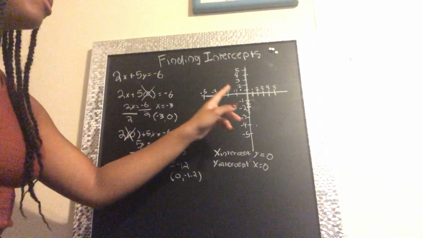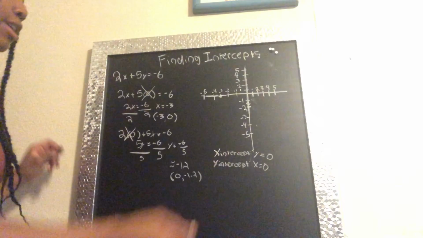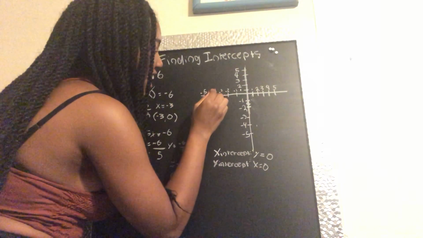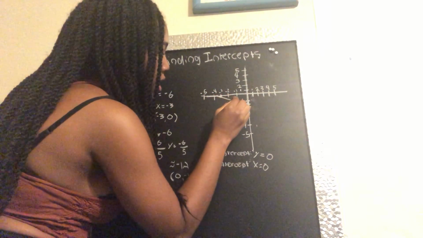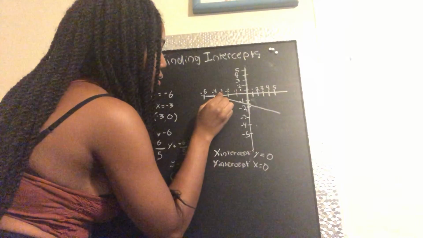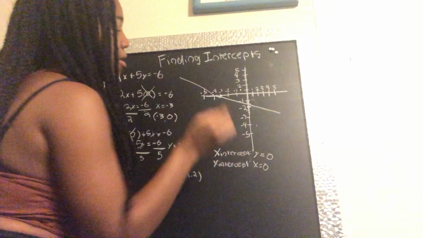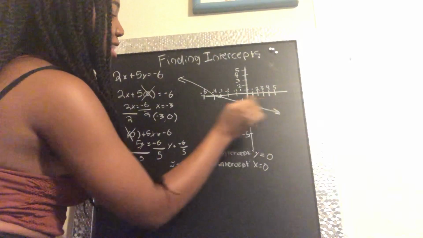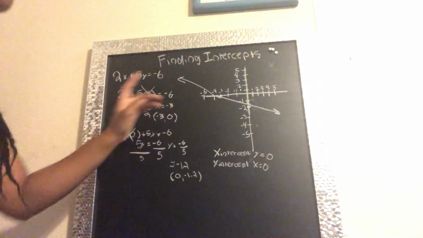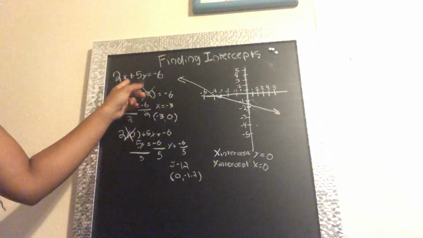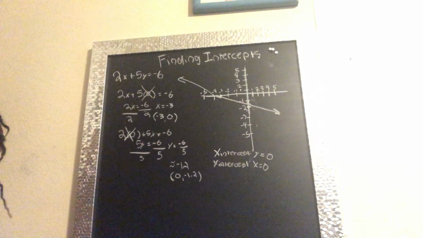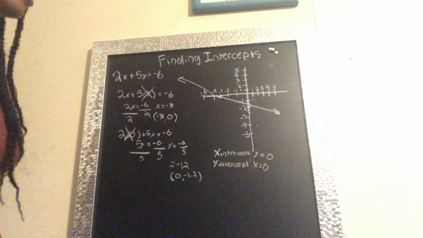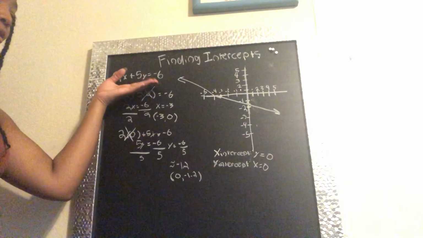Now it only takes 2 points to make a line, so I'm going to draw this the best I can. Here we go. Pretty solid line. It's a little rough, but here we go. We found our intercepts like it asked us to, and we graphed. And that is finding intercepts for an equation.